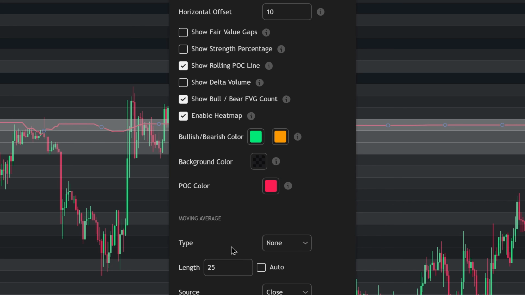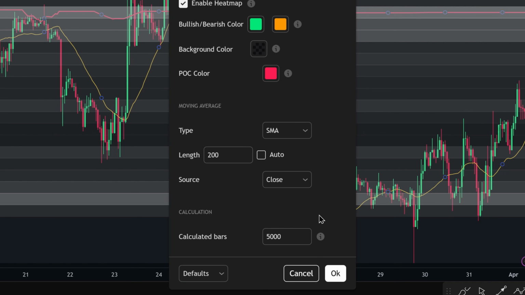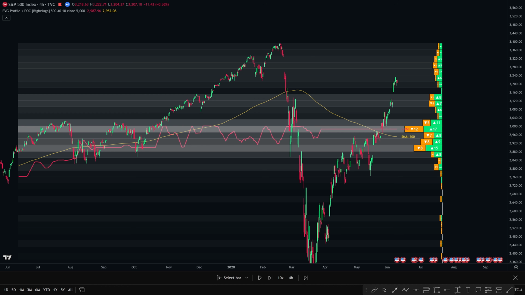Then go to the Moving Average section and change it from None to Simple Moving Average. Change the length from 25 to 200. Once you are done, click OK, and all the settings will be applied to your chart.